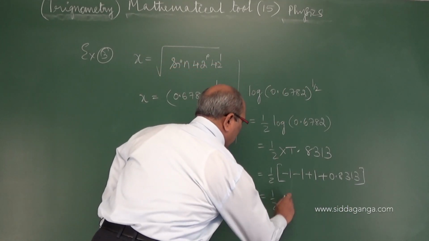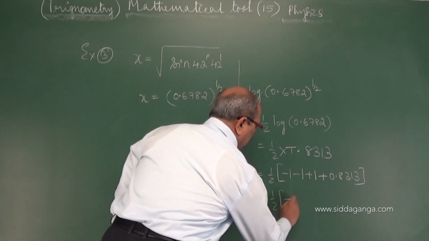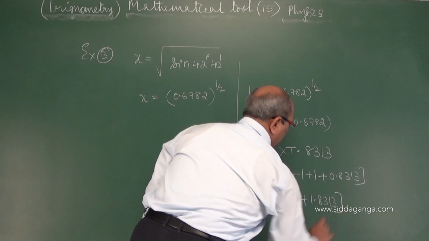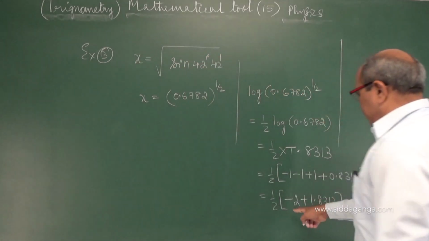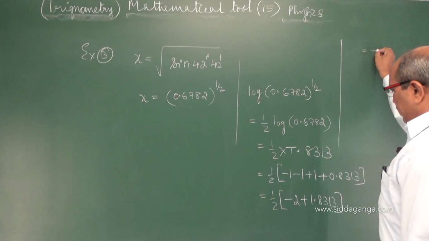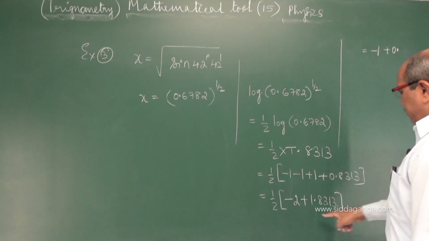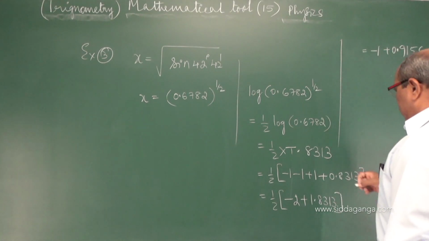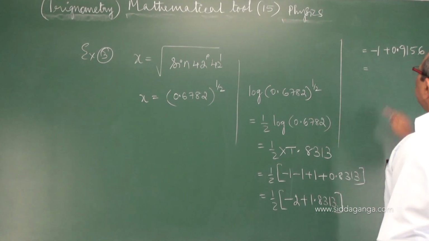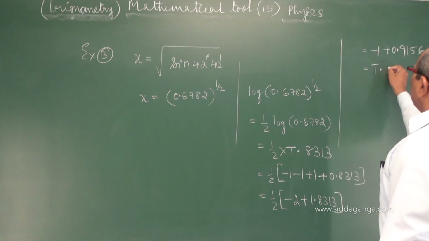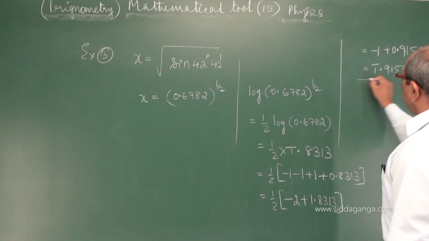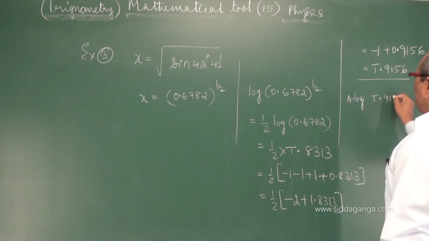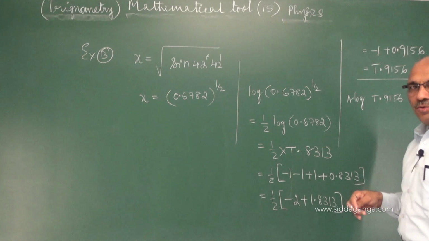This becomes half into minus 2 plus 1.8313. If dividing this, minus 1 plus 0.2: 9s are 18, 2 1s are 2, 5s are 10, 2 6s are 12. So it is bar 1.9156 is the answer. Therefore, anti-log of bar 1.9156, it is in the log form, coded form.